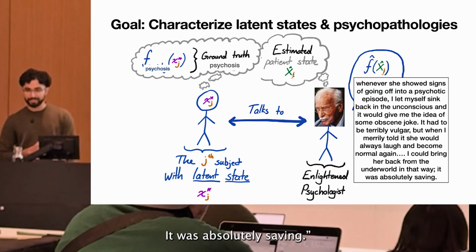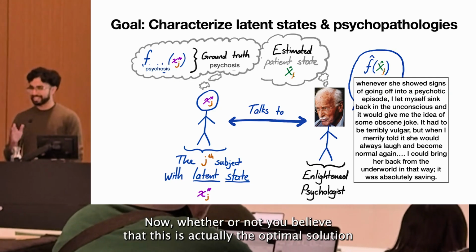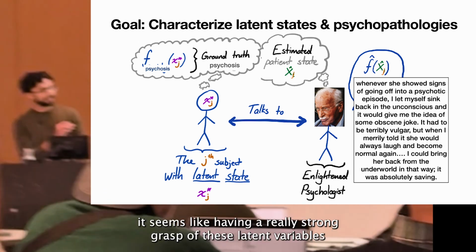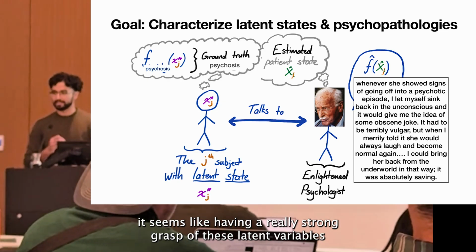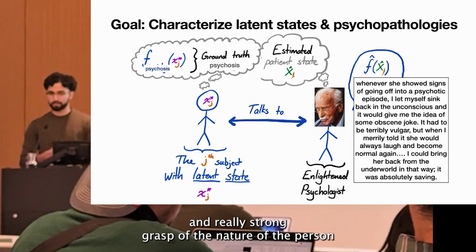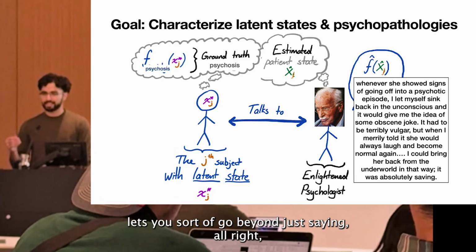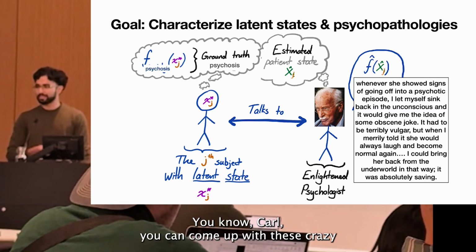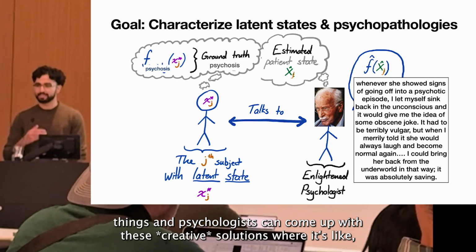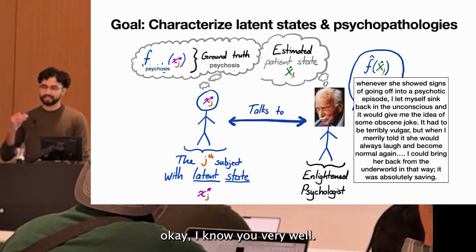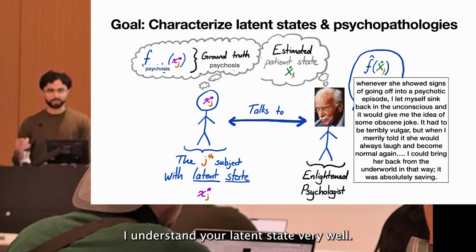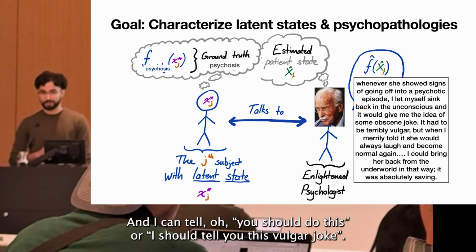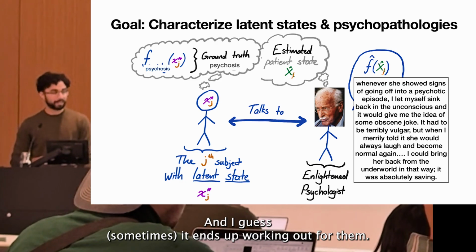It was absolutely saving. Now, whether or not you believe that this is actually the optimal solution to psychosis in general, it seems like having a really strong grasp of these latent variables, a really strong grasp of the nature of the person, lets you go beyond just saying, all right, we're going to estimate this scalar level of anxiety. Carl Jung can come up with these crazy things. Psychologists can come up with these maybe creative solutions where it's like, okay, I know you very well. I understand your latent state very well. And I can tell, oh, you should do this, or I should tell you this vulgar joke. And I guess sometimes it ends up working out for them.